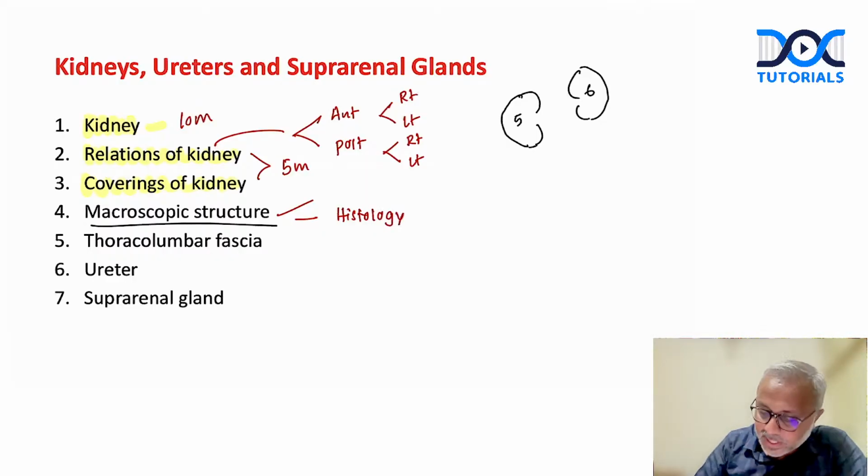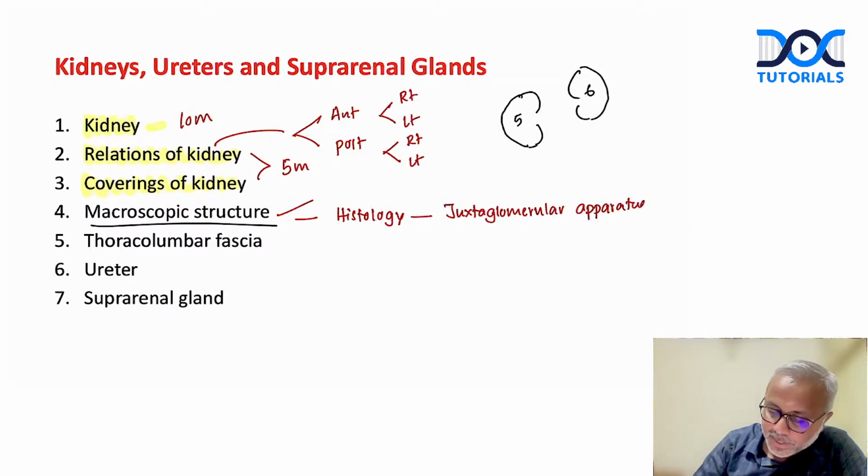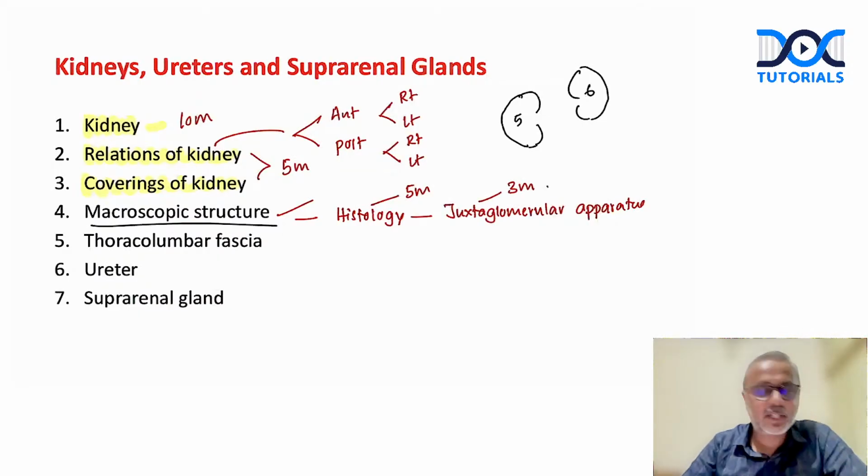Macroscopic structure. Now, when you're reading this, also please go through the histology of the kidney. And in the histology, please make sure that you have gone through the juxtaglomerular apparatus, right? Histology itself is a 5-marker. This is a very important 3-marker question. Okay, juxtaglomerular apparatus. What components form it and what is its function?